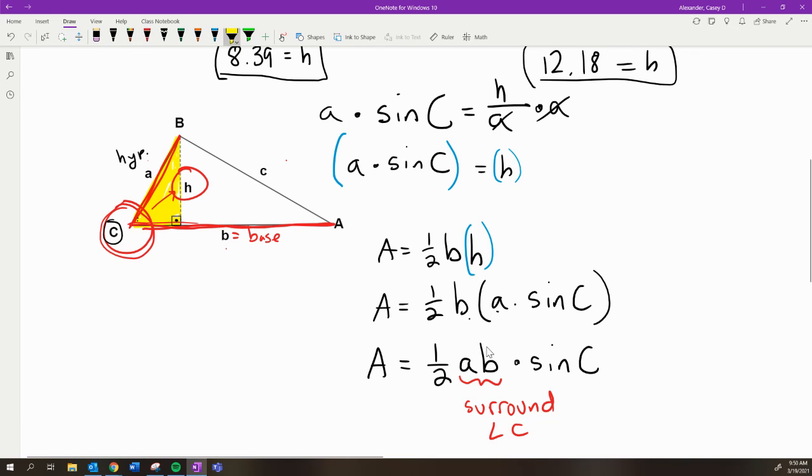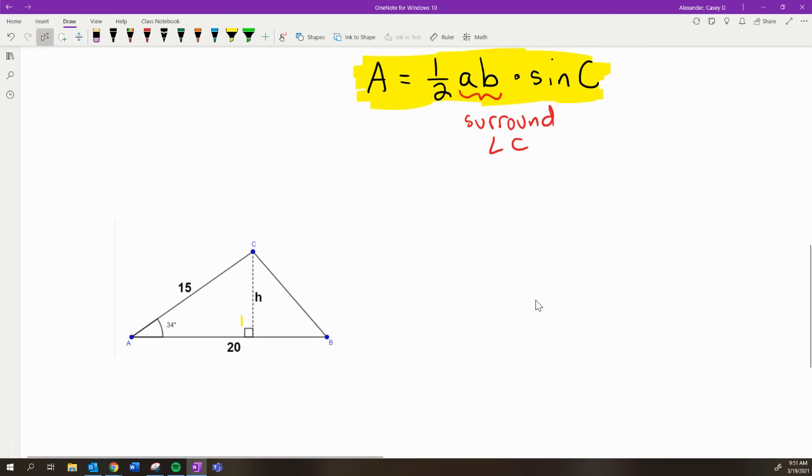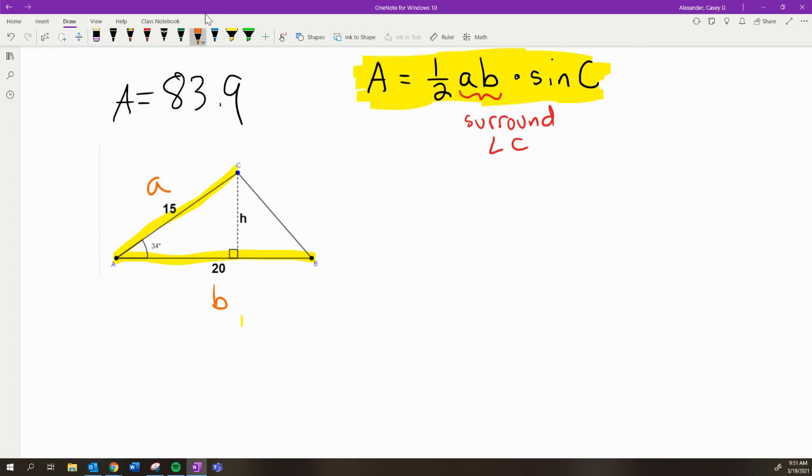This is a very important thing to note, so make sure you get it written down because we're going to use this a lot. We're going to use it in the next lesson when we learn about the law of sines, and in lots of other lessons. Okay, so let's apply it to our first triangle, just to make sure. Remember the area of this triangle is 83.9. Remember A and B are the two sides that surround the angle. So look, I know that there's a 34 degree angle there, and the two sides that surround it are 15 and 20. So I could use 15 for A and 20 for B, and then the angle called C in our formula will be the 34 degree angle.